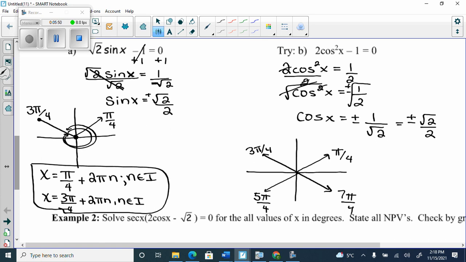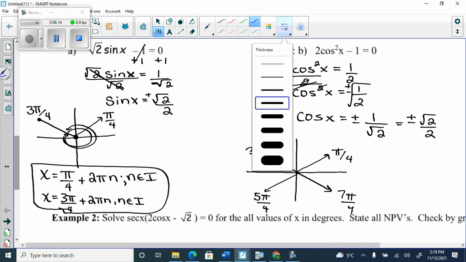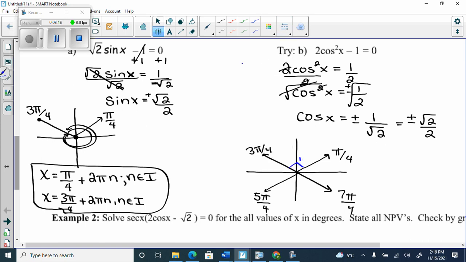We could split it into 2 solutions if we wanted to. We could go pi over 4 plus pi n and 3 pi over 4 plus pi n, because it would land on all of them. Or because these are happening every 45, they're how far away from each other? They're 90 degrees, which is what in radians? 1/2 pi, or pi over 2. So these are happening every 90 or every pi over 2.